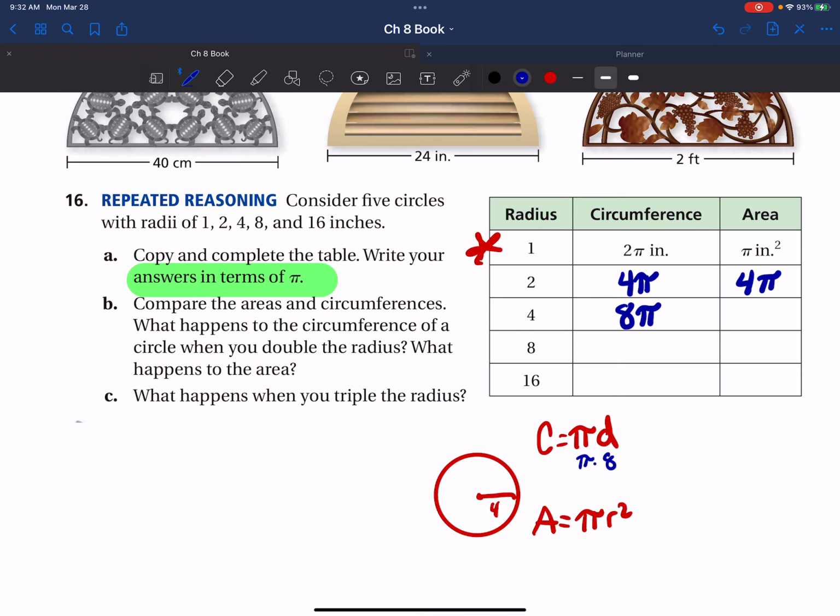Now let's go down here. I've got 4 squared, that's the radius. 4 times 4 is 16. 16 times pi, we just flip those two around, we got 16 pi. All right, let's go on to the next one.